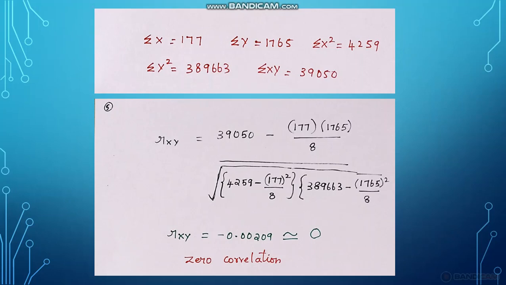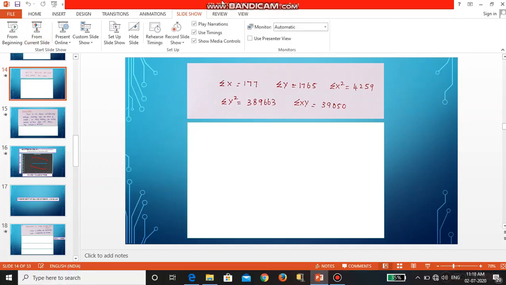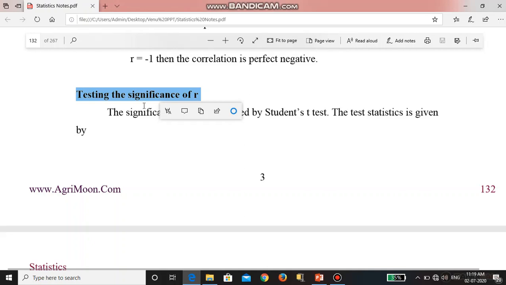The correlation value is -0.0029209. We want to test whether this correlation value is right or wrong, that is, whether this value is a true value or by chance. For this we will go for a test of significance.